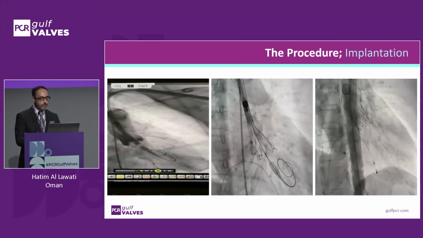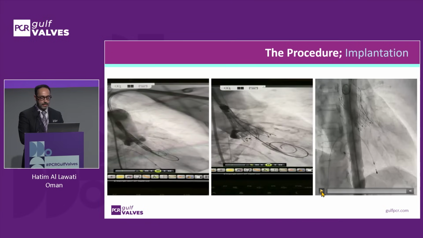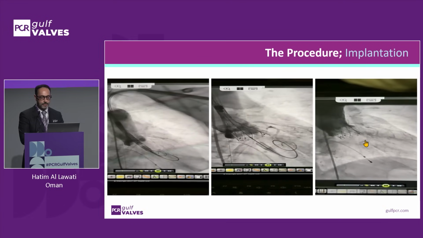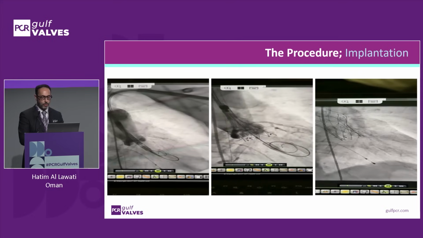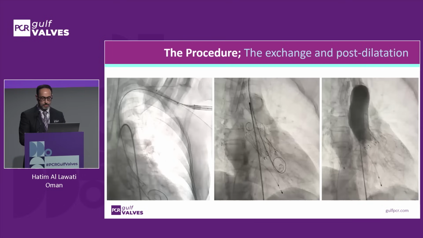The valve was deployed in the standard fashion, a little lower than we'd like it to be. There was a little bit of a paravalvular leak, and therefore the FlexNav system was exchanged out for the 14 French sheath. We had a balloon for tamponade, and therefore there was a dry exchange where the FlexNav system was removed. The 14 French sheath was reinserted.